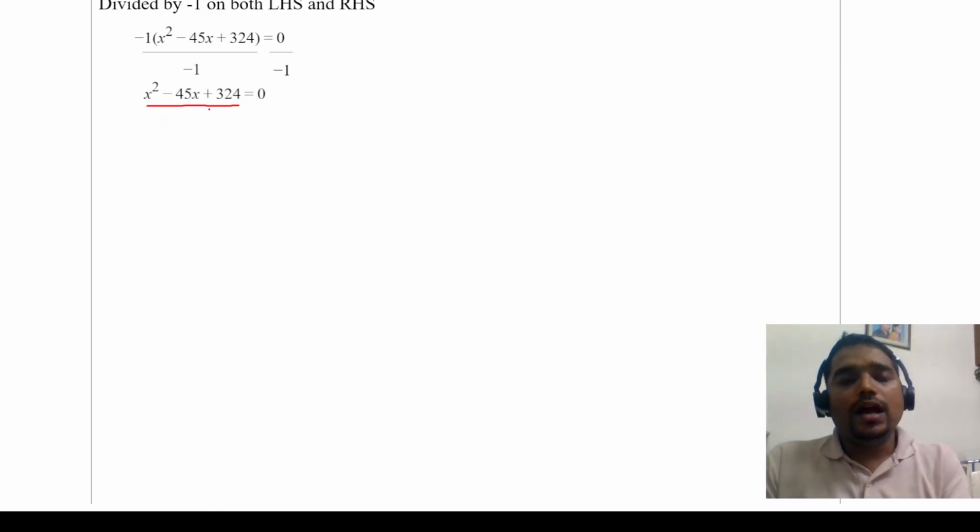Now we will see how to find the factors of this particular equation. In order to find the factors, we have to multiply the first term and the last term, that is plus x square into plus 324. It would give us plus 324 x square. Since the number 324 is quite big, let us do the prime factorization to get the factors first.